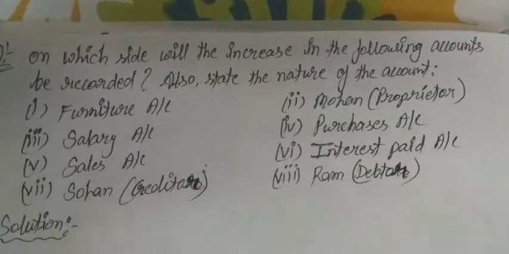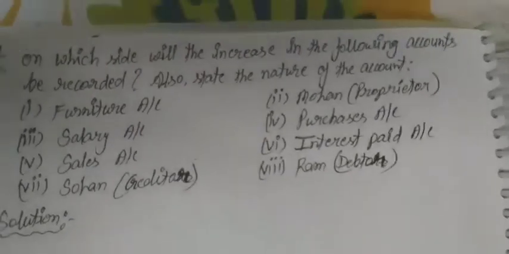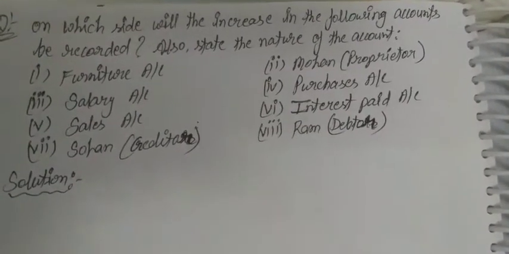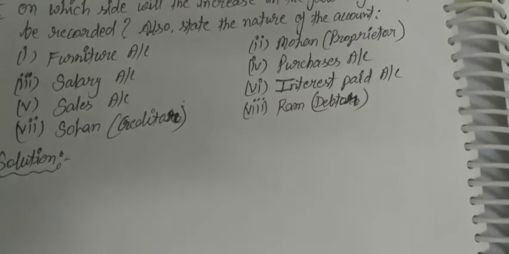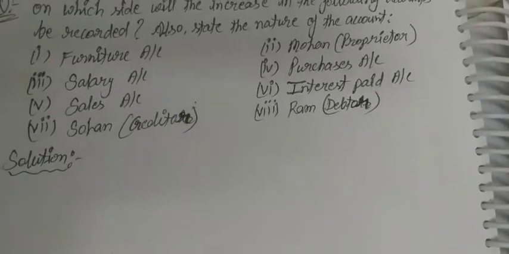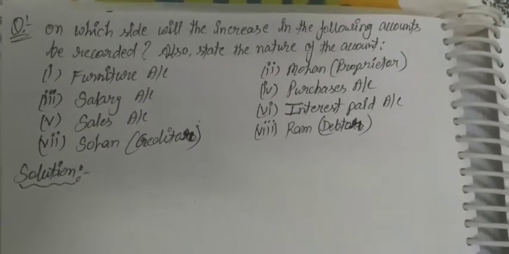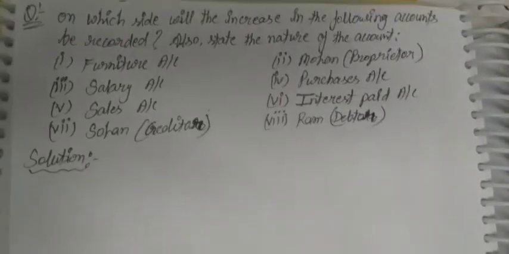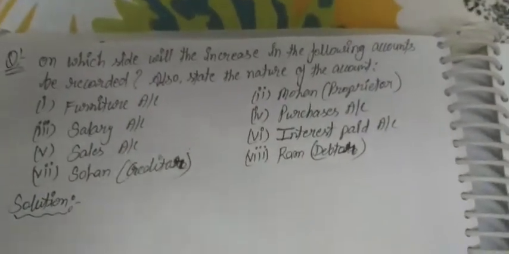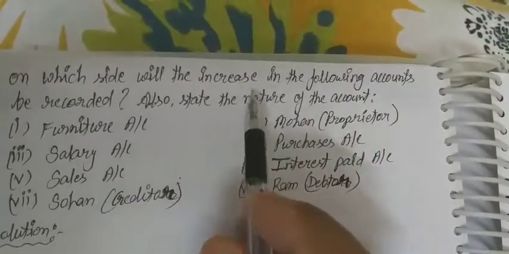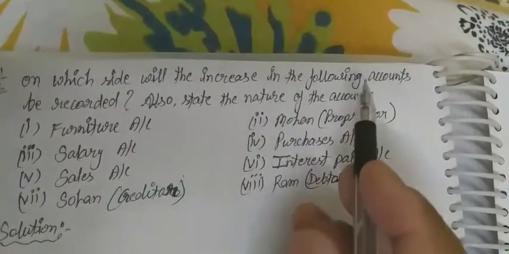Yes, we have one more problem students. This problem is a different type of problem. In this problem we have to confirm which account will increase on which side, whether it will increase on the debit side or on the credit side. So this question is also asking about the accounts, whether they increase on the debit side or the credit side.